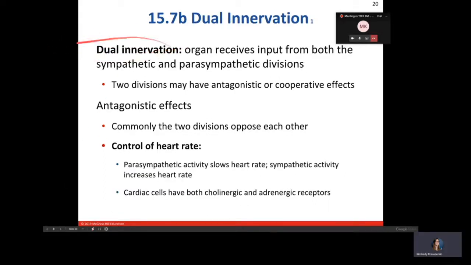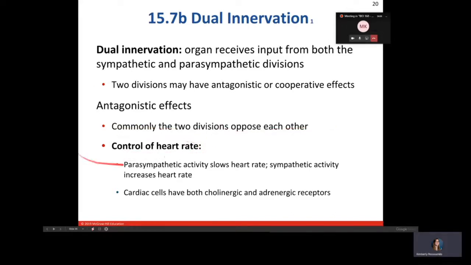So dual innervation is where the organ receives input from both the sympathetic and parasympathetic divisions. As we said, this is more common, and most of our organs are dually innervated. And the two divisions may either be antagonistic or cooperative. The vast majority of them are antagonistic, and that's what we've talked about. So the two divisions oppose each other.